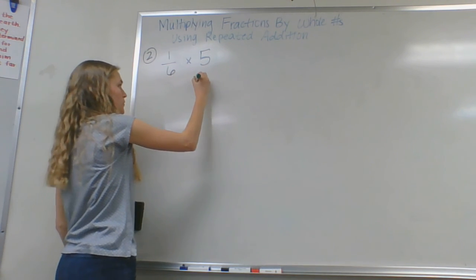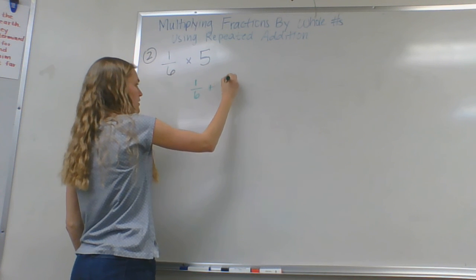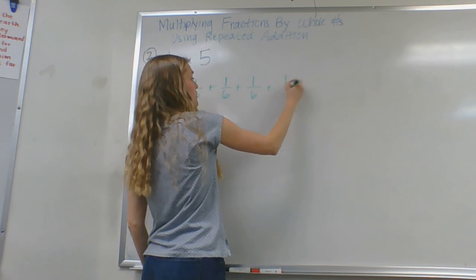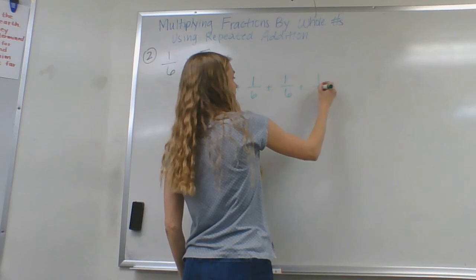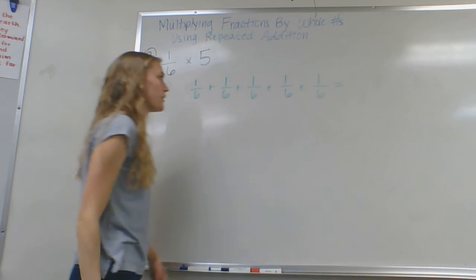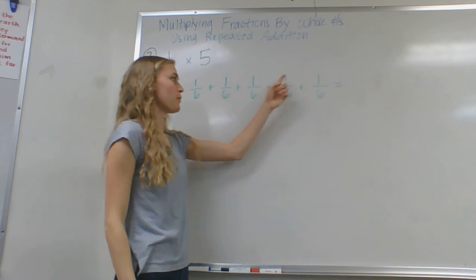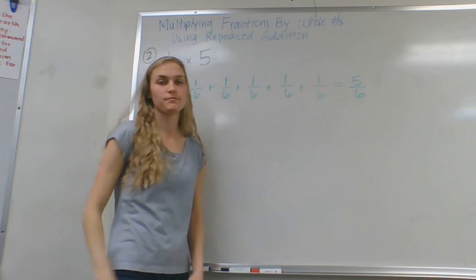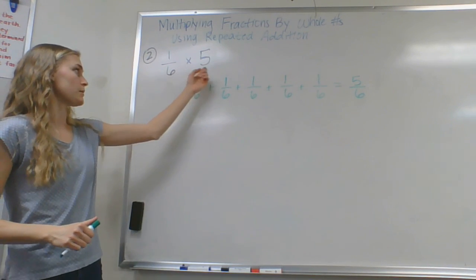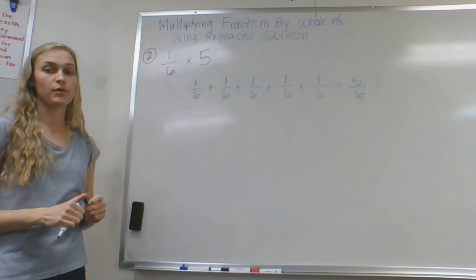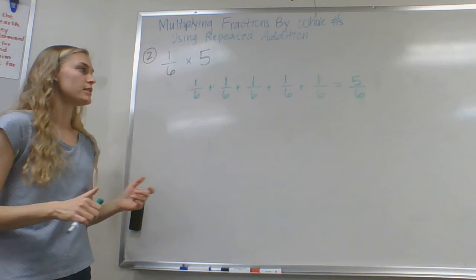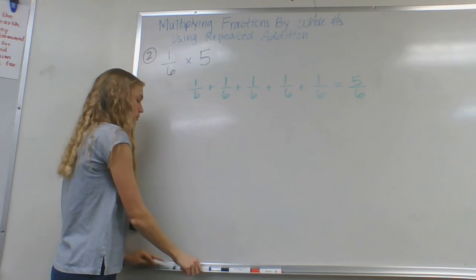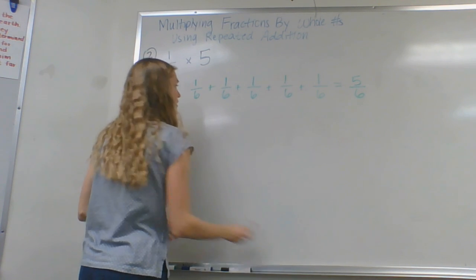1/6 5 times would be 1/6 plus 1/6 plus 1/6 plus 1/6 plus 1/6. Okay, so we got 1, 2, 3, 4, 5 total. So 1/6 times 5 is 5/6. Again, we have 1 as our numerator. It's pretty simple. All right, now we're going to draw each of these.